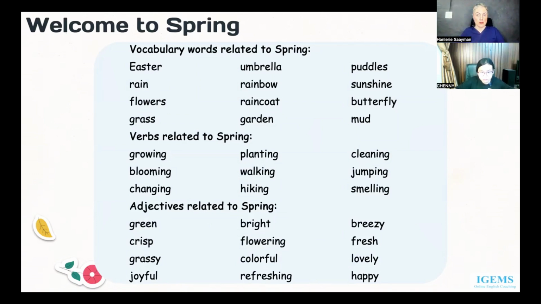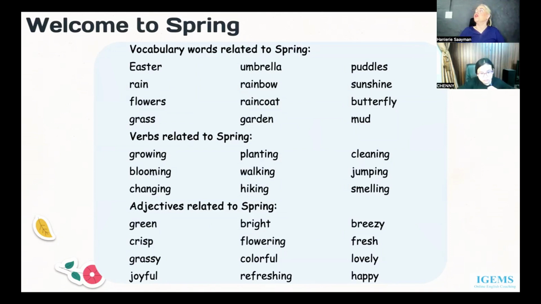Green, bright, breezy, crisp, flowering, fresh, grassy, colorful, lovely, joyful, refreshing, happy. Okay. Now my question to you is, any questions on any of these words? Do you know what they all mean? Only one I don't know. Which one? It's crisp. Okay.